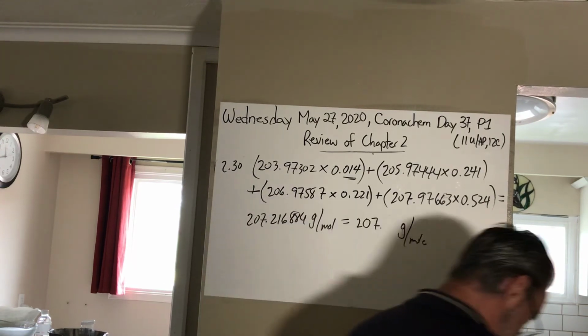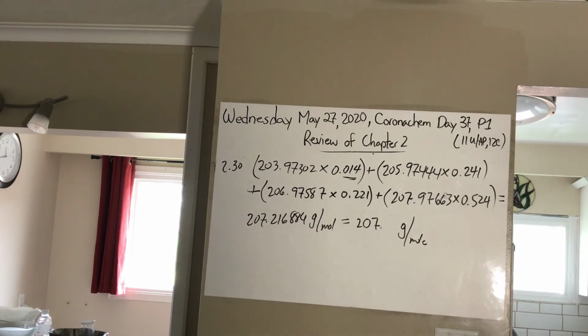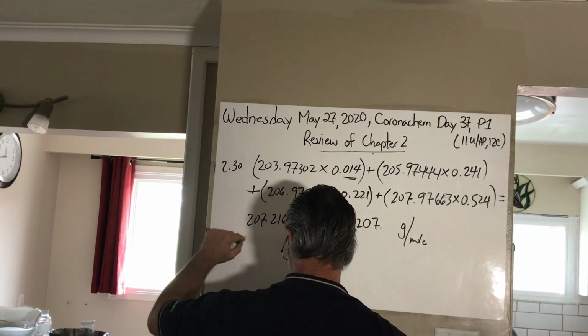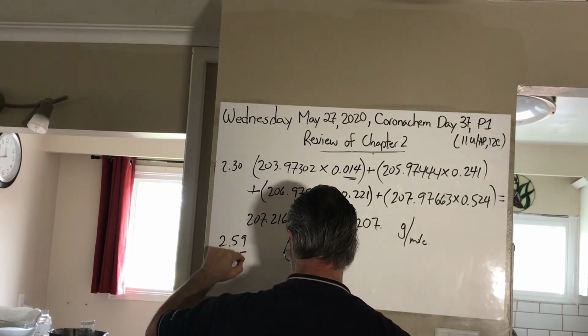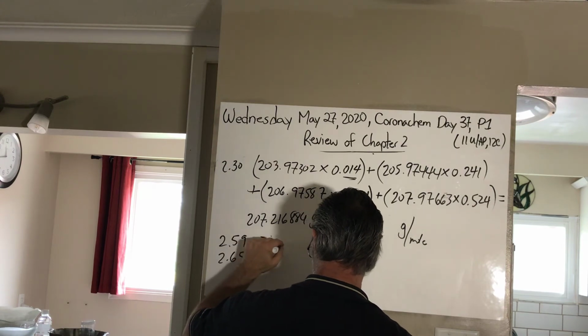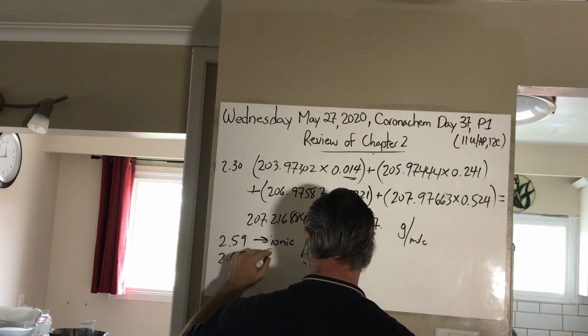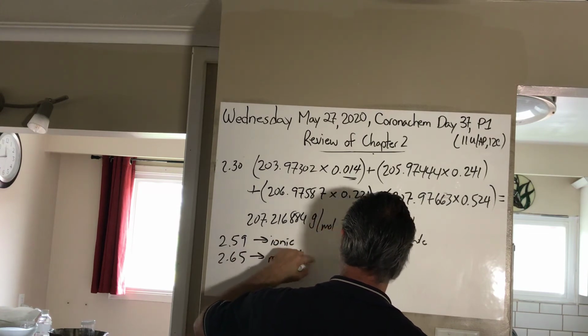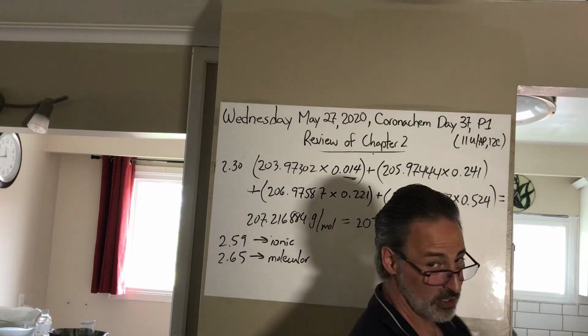The next question I would like to do with you, let's review, is some nomenclature. 2 questions, 259 and 265. One is for ionic compounds, and the other one is for molecular compounds and how to name them. And you can watch my nomenclature playlist as well, doing yourself a favor.